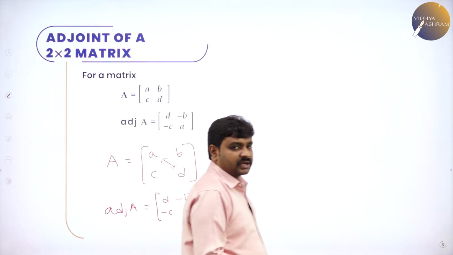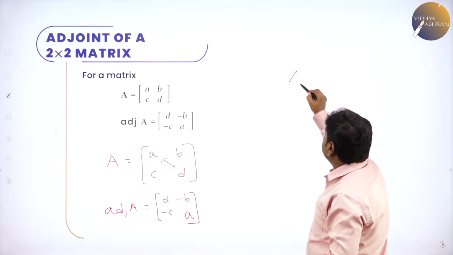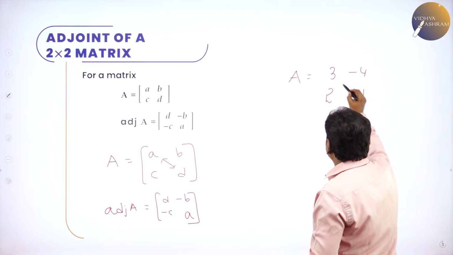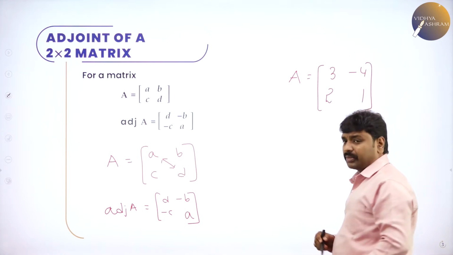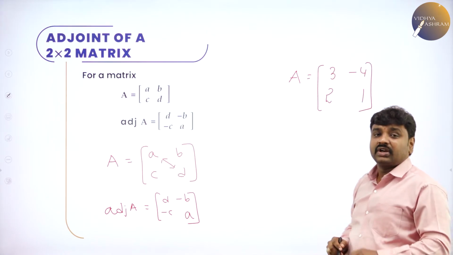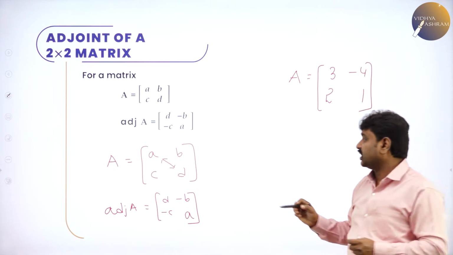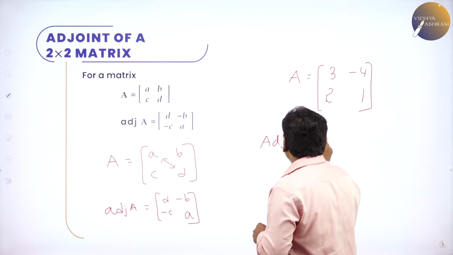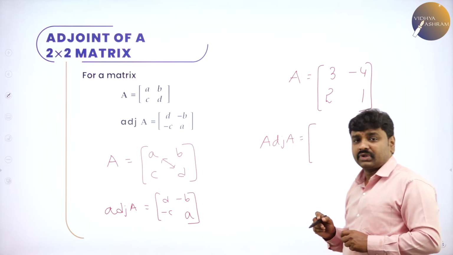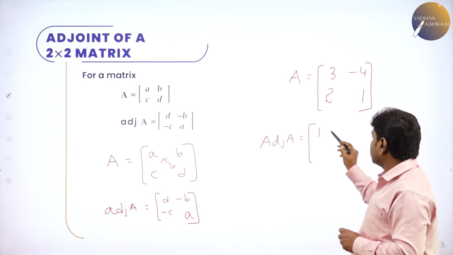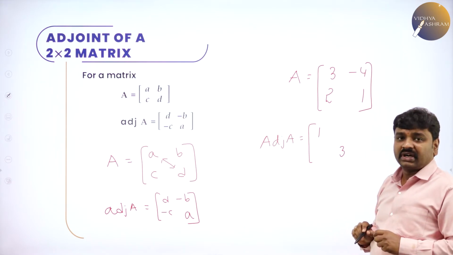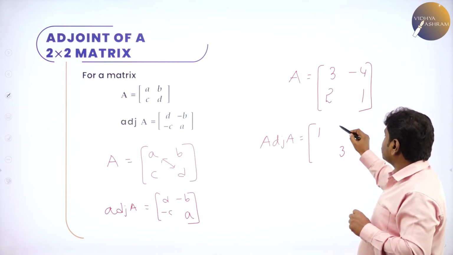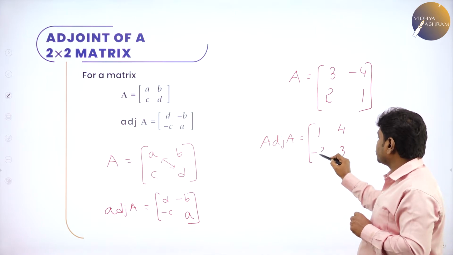For example, I'll give A is equal to 3, minus 4, 2, 1. So I have given a square matrix, which is a 2 cross 2 matrix. Now I am teaching you how to find the adjoint of it directly. Adjoint of A is: interchange the principal diagonal. So these two you interchange. So 1 comes to 3's place and 3 comes to 1's place. And change the sign of the secondary diagonal. So secondary diagonal means these two. So minus 4 becomes plus 4 and plus 2 becomes minus 2. Change the sign, that's it.